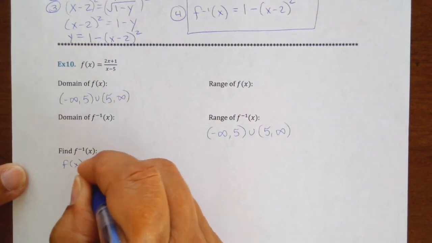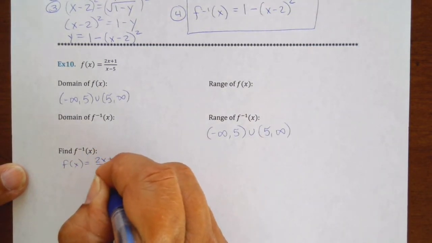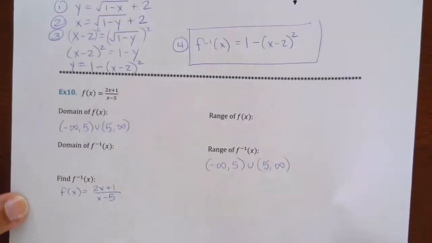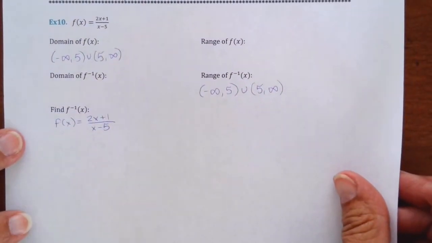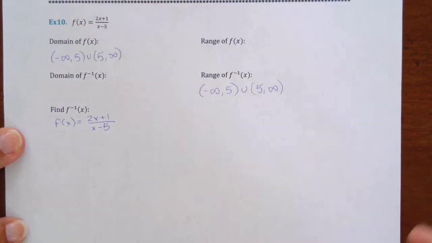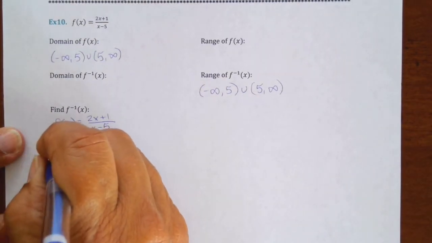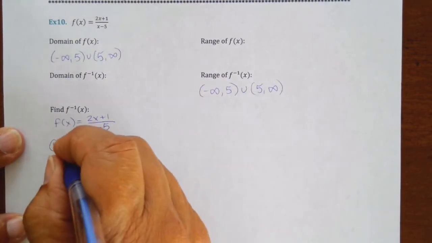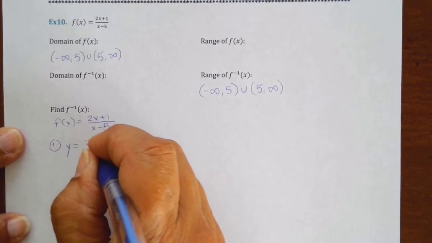These are probably the hardest to find the inverse for, but I will tell you that the steps are always the same. It's going to take several steps to get to the answer. So just follow with me on this one, and then you can kind of use those as a guide. All right, so step 1 is just to replace the f of x with y.